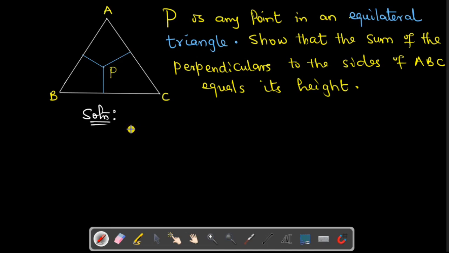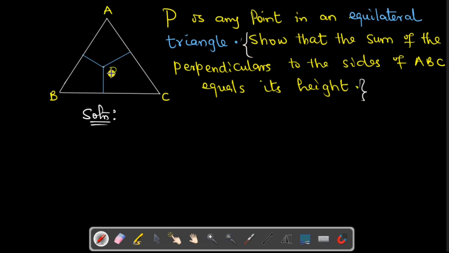So here we have a very beautiful problem from Olympiad Math. We are asked to show that the sum of the perpendiculars to the sides of triangle ABC is equal to the height of triangle ABC. One important thing is the first information we are given: P is any point in this triangle, and the triangle is an equilateral triangle, so all three sides are equal. They said that P can be any point, and this statement will still be true. That's what we want to show.